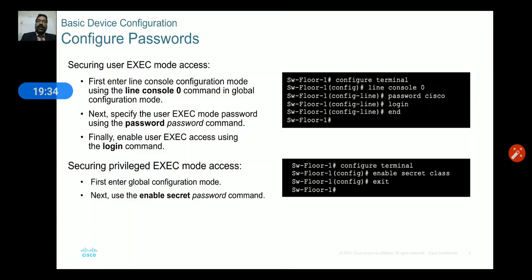Okay, right. Now I want to configure the password for the user exec mode. What are the commands we have to use? For that we have to use the command line console 0. Okay, and then password. What is the given password? For example, the given password is Cisco. You have to type the given password. Okay, then the next command is login. What is this login?